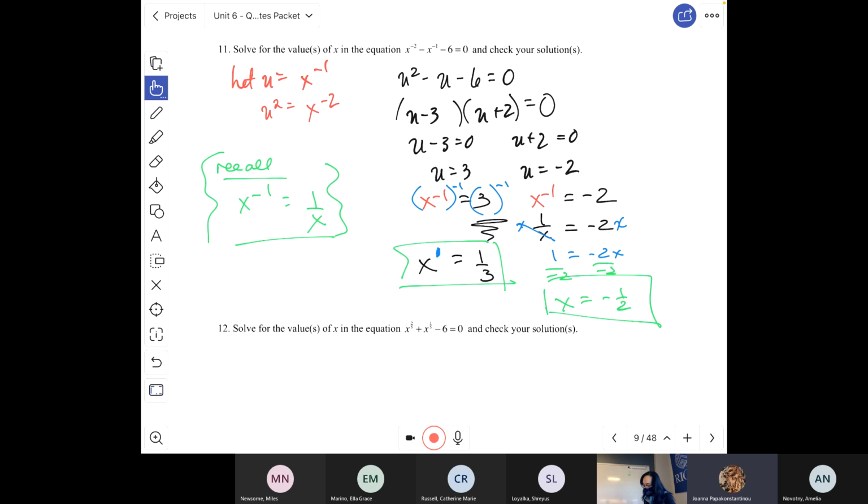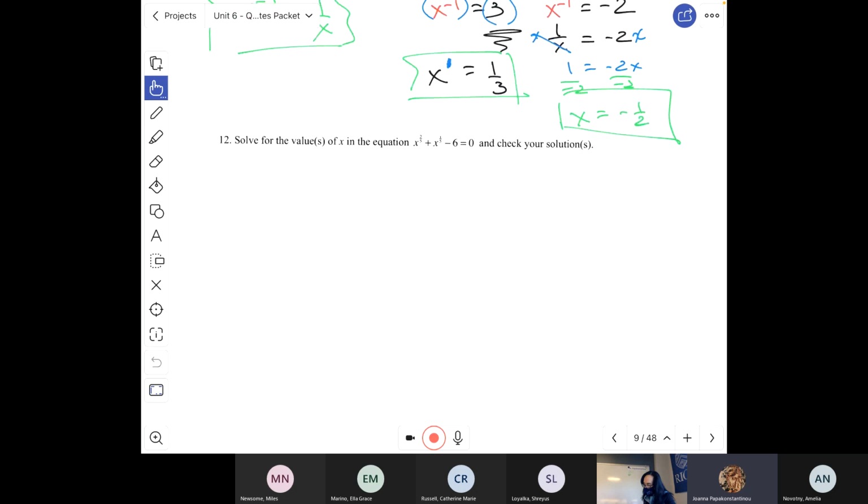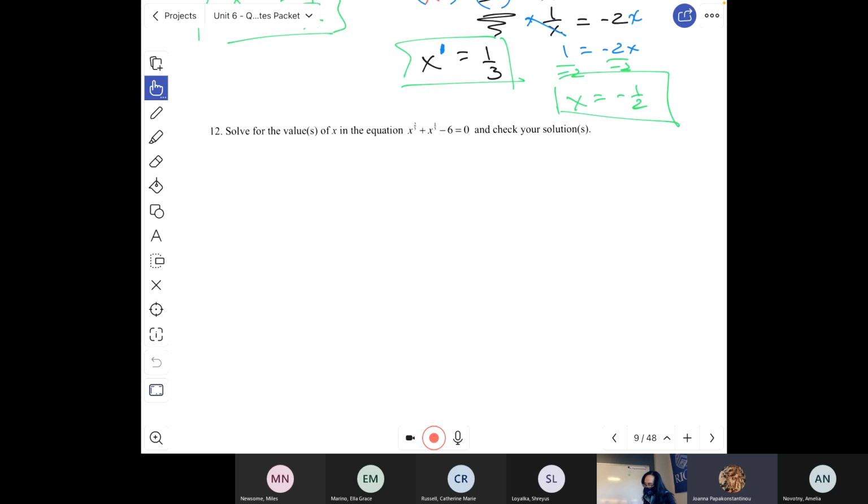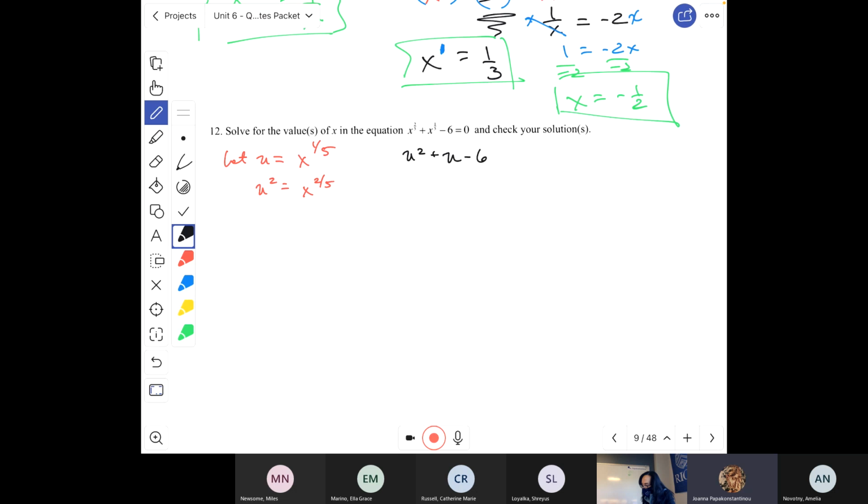Okay, let's look at the next one. May be daunting at first, so let's go ahead and introduce u. What do we want u to be? X to the 1/5 power. Okay, so obviously u squared would be x to the 2/5 power. So I can rewrite this as u squared plus u minus 6. Much easier problem to solve. Factor, what are my two factors?